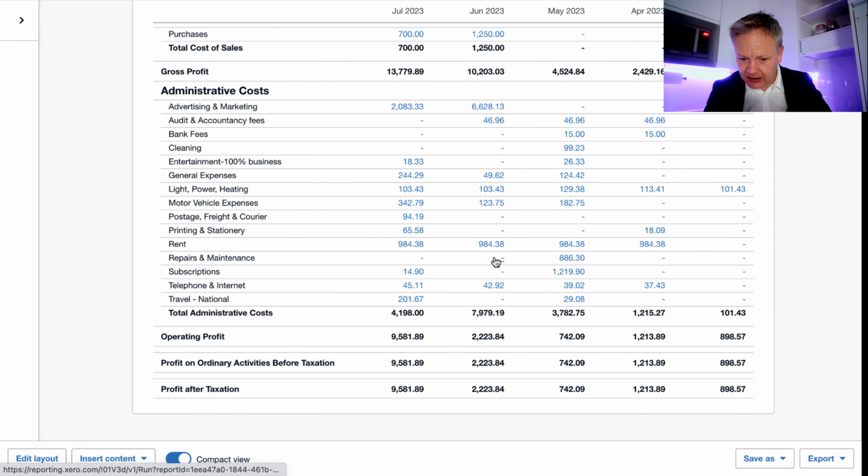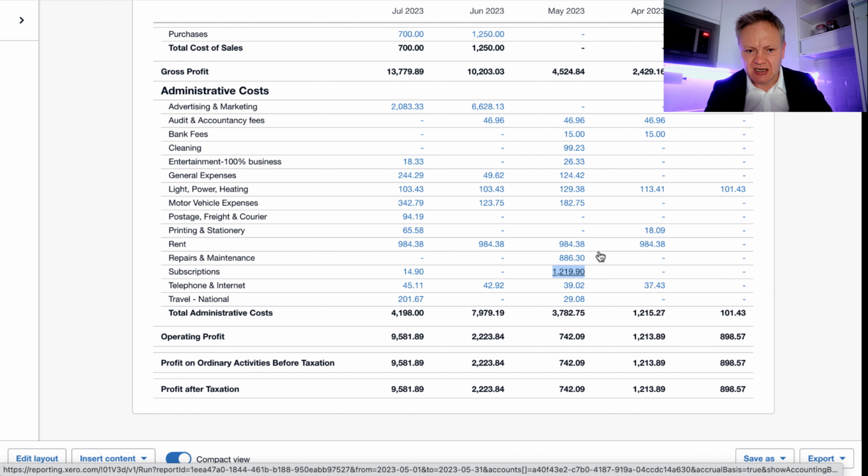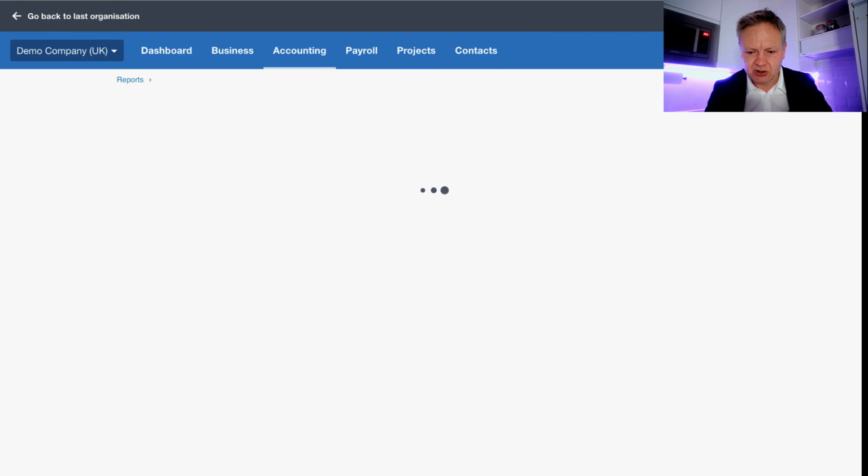9844 rent. Okay, that looks consistent, so there's nothing to worry about there. But you've got subscriptions of 1219, nothing there. And what you could do for this is say, well, actually, that seems really high for the profits I'm making. So let's just click open that charge. And hopefully it will show me.